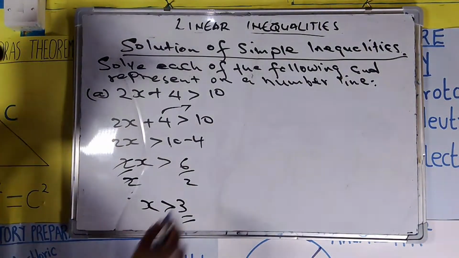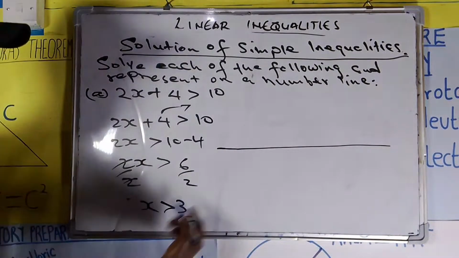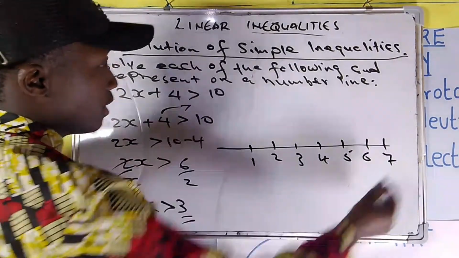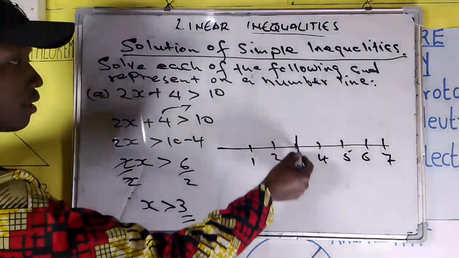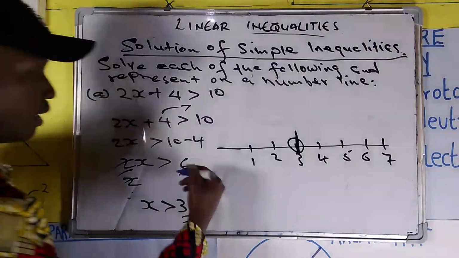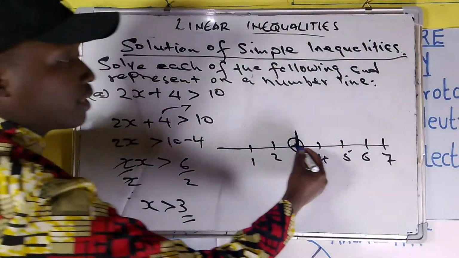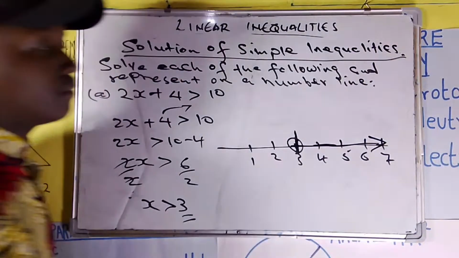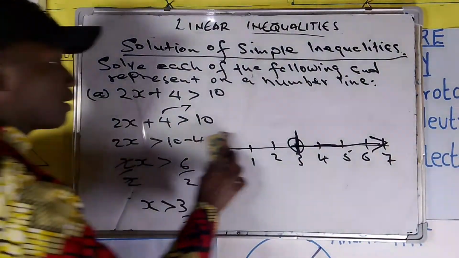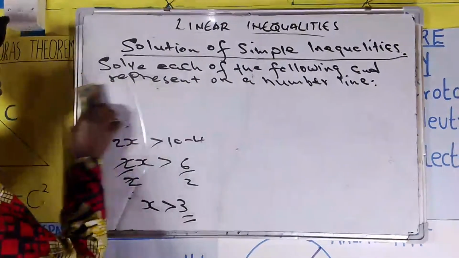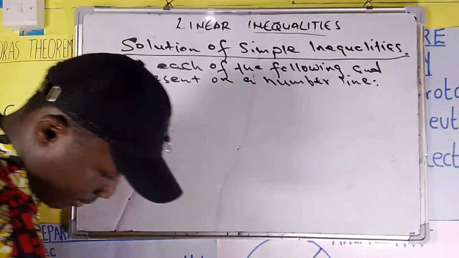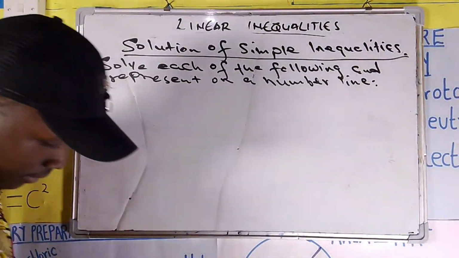Represent that on a number line. If our x is greater than 3, so we have 1, 2, 3, 4, 5, 6, 7. Kuja kwa 3. Haitakuwa shaded juu ni greater than. Then because it is x is greater than 3, itaenda hivyo. Na tumemaliza. That is example 1. Example 2.